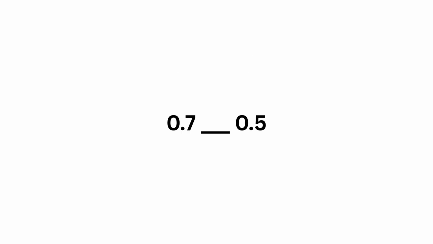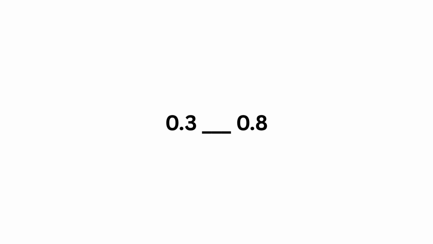So let's start with an easy one. Which is greater between 0.7 and 0.5? What sign is supposed to be in the middle? So 0.7 is greater than 0.5. You can see the greater than sign, the wider side facing 0.7. It's always facing the larger number. Think of it as a crocodile that just wants to swallow up the bigger number.